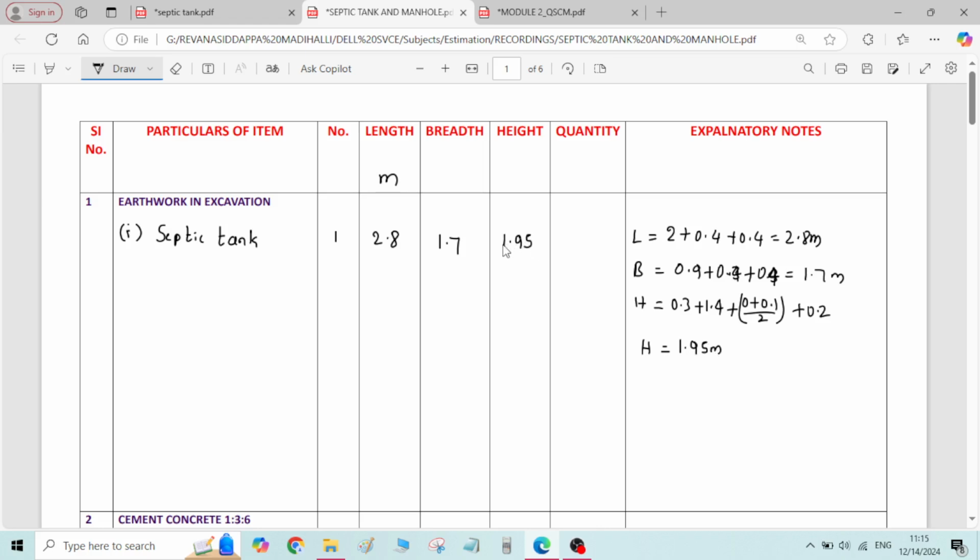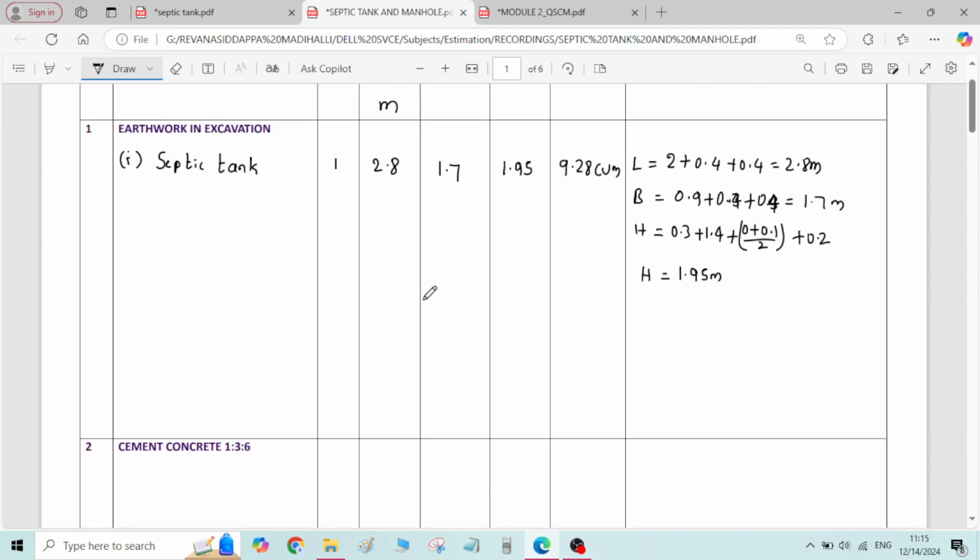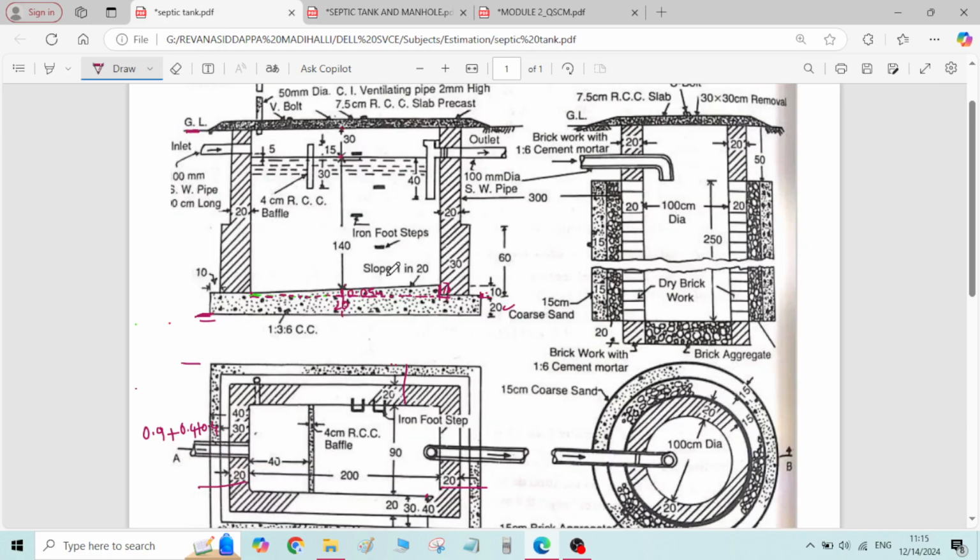Okay. So multiplying all numbers, length, width and height, you will get the quantity. You will get it as 9.28 cubic meter. Okay. Now the calculation of earthwork in excavation for the septic tank is over.